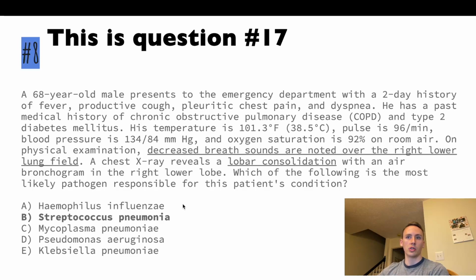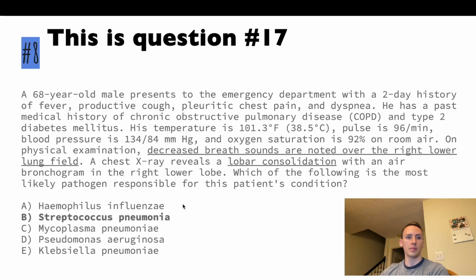Pseudomonas is more commonly associated with hospital-acquired pneumonia and is often seen in individuals with cystic fibrosis or those who are immunocompromised. Klebsiella pneumoniae can cause pneumonia, especially in individuals with chronic alcoholism. It typically presents with sudden onset of symptoms and is associated with a significant amount of bloody currant jelly sputum.